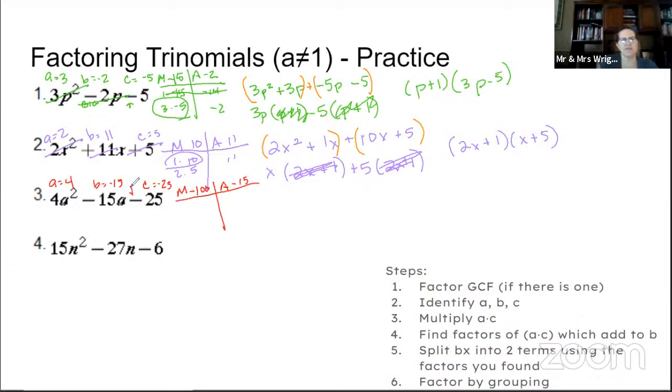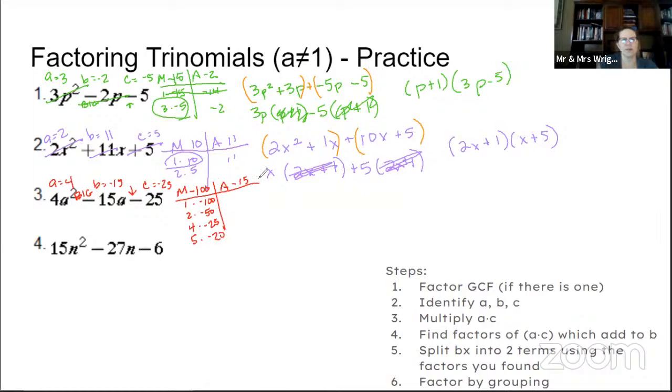And I know that we're going to have different signs, and the bigger number will be negative. So 1 times negative 100, 2 times negative 50, 4 times negative 25, 5 times negative 20.